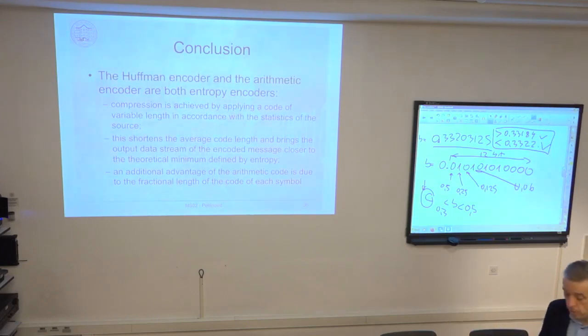Both of the encoders are in the category of entropy coders. Compression is achieved by applying a code of variable length in accordance with statistics of individual symbols of the source. So I use these probabilities and I construct the code optimal for such a source. And sometimes you also have to transmit a coding table, because if these statistical properties of the source are changing, if they are not completely static, then I have to retransmit a new coding table, a new coding tree for Huffman, or these new intervals for the arithmetic coder, because the statistics have changed.